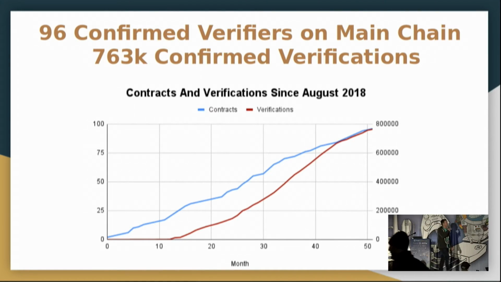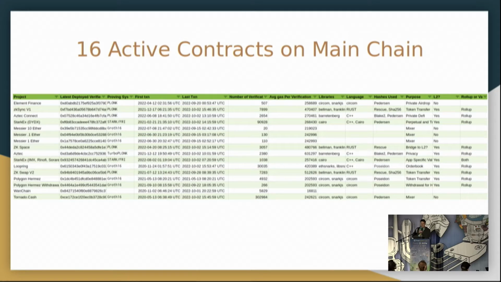I found 96 confirmed verifiers on main chain that had verified 763 times. I think you can see the verifications do a bit of a downturn once Tornado Cash got sanctioned pretty hard. But these are the 16 active contracts from those 96 on Ethereum main chain. I know they're too small, but I will show you a QR code later you can look at, and I will go over this, I promise.